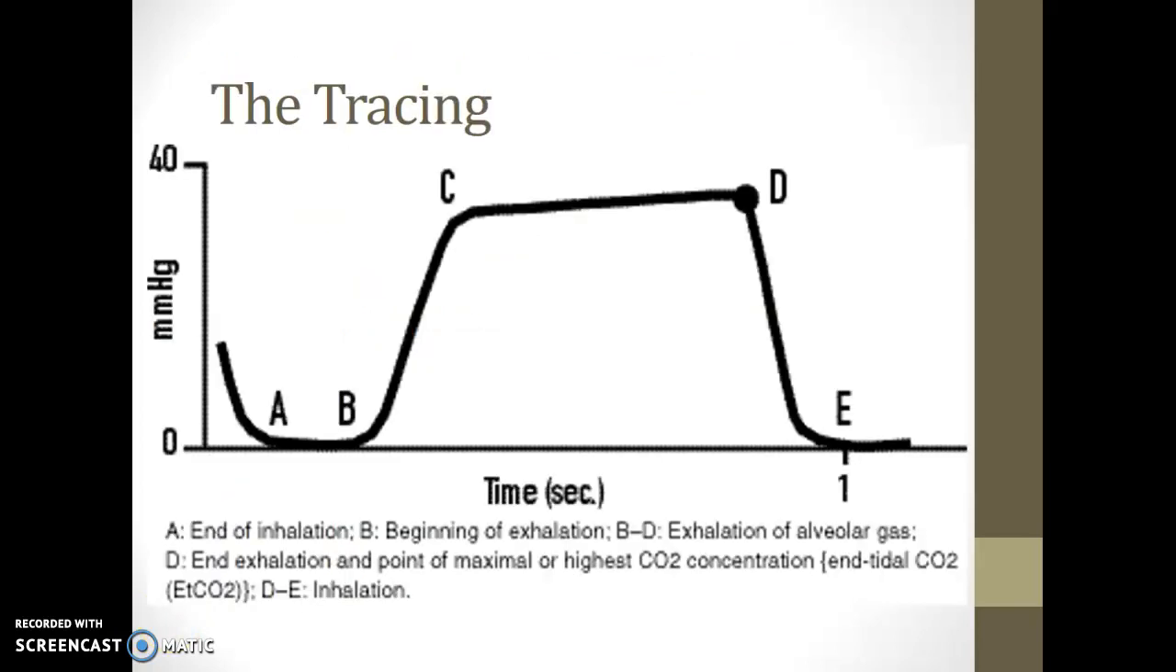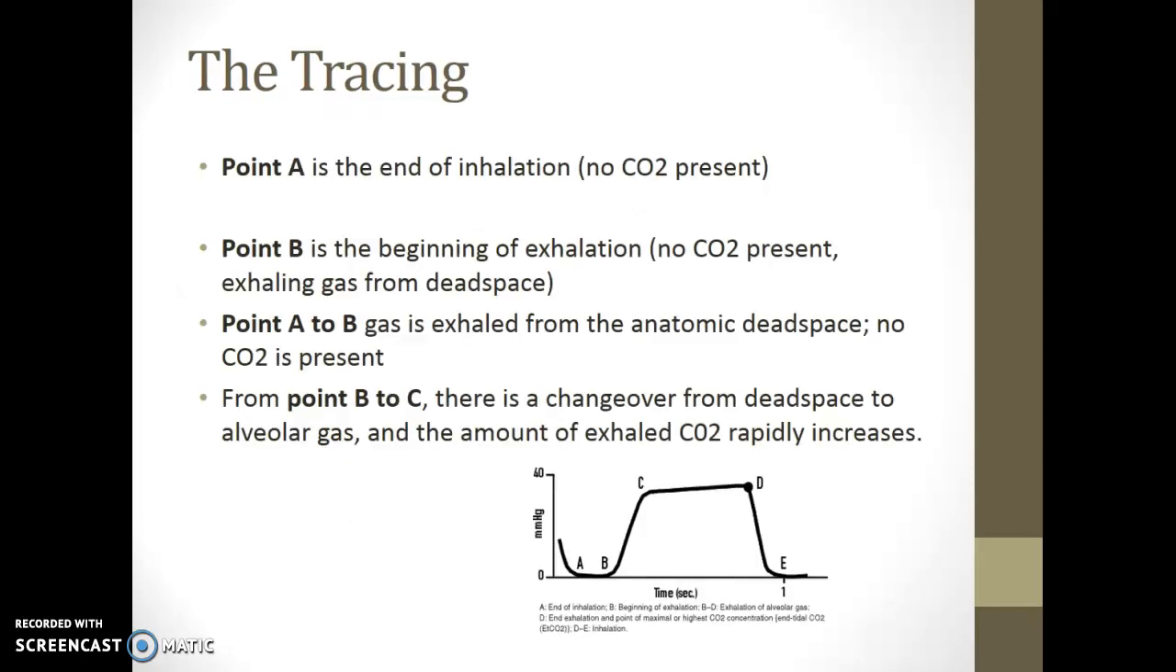All right, so we're going to go through each point of this normal tracing. This would be a normal tracing on a capnograph. Point A is the beginning of inhalation. We have to remember that this is measuring carbon dioxide, and so in order to get carbon dioxide, the patient is exhaling. So the graph is showing exhalation. But if we start at point A, that is the end of inhalation, so there's not going to be any carbon dioxide present. Point B is where we actually start to exhale.